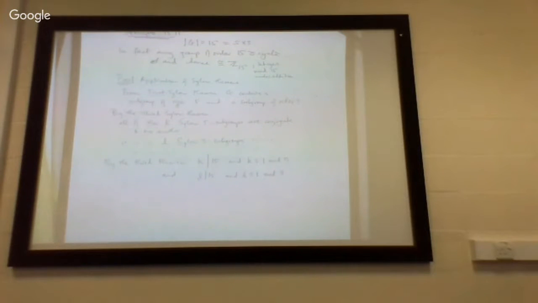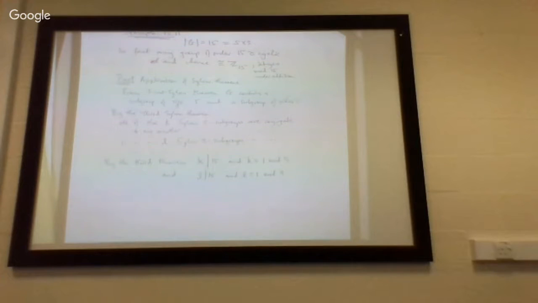Now, those two conditions allow us to know exactly what K and L are. Because if K must divide 15, well, that's just a small number of possibilities. K can be 1, 3, 5, or 15. Yeah? But K must also be congruent to 1 modulo 5. So which of those four possibilities, 1, 3, 5, and 15, are congruent to 1 modulo 5? Well, none of them except the first one, right? 1 is congruent to 1 mod 5.